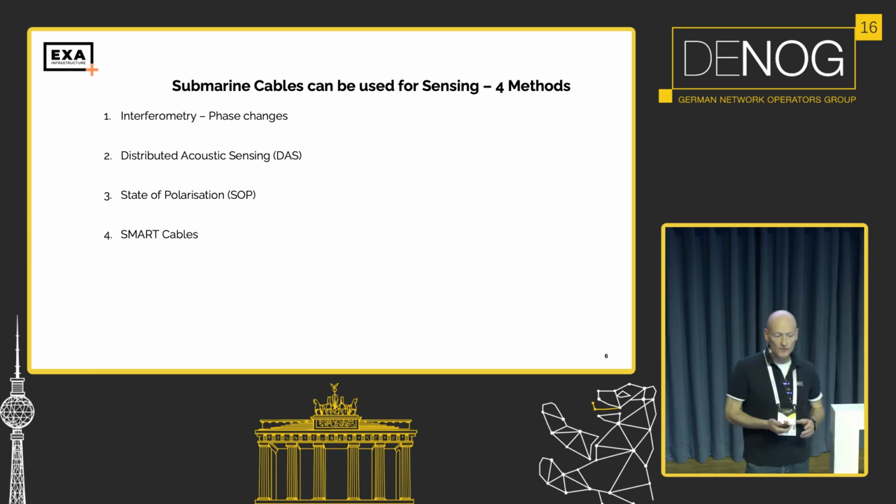So I'm going to introduce the 4 methods. The first one is interferometry. It's based on phase. The second one is distributed acoustic sensing, or DAS. The third one is state of polarization, or SOP, and then smart cables.